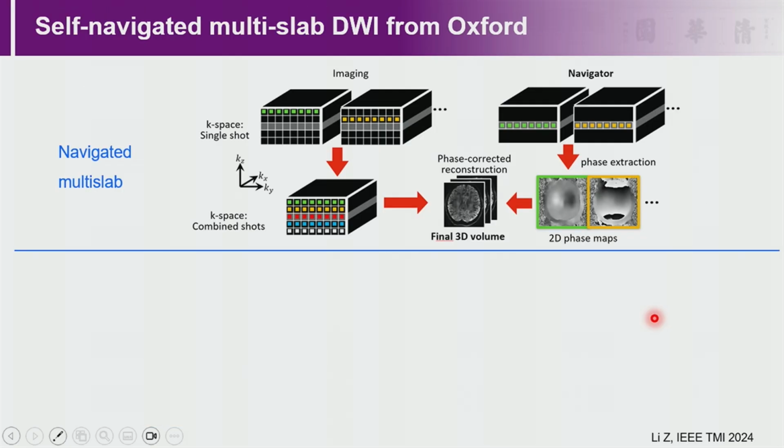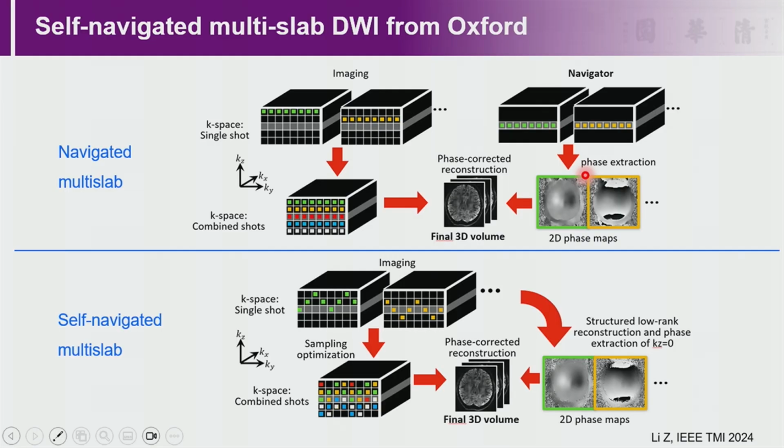So recently, Dr. Karla Miller's team from Oxford proposed this self-navigated multi-slab DWI. The idea is really smart. To help you understand, let's first look at this navigated multi-slab. This is rectilinear sampling. We have different kz encodings, right? For each kz encoding, we have a navigator. From the navigator, we can reconstruct the phase information for the final image reconstruction.